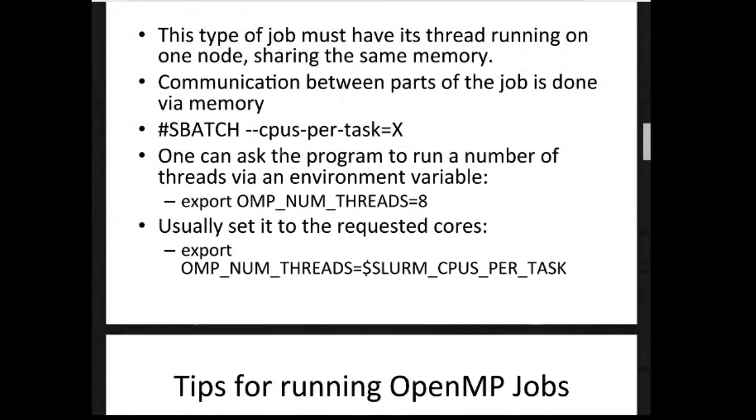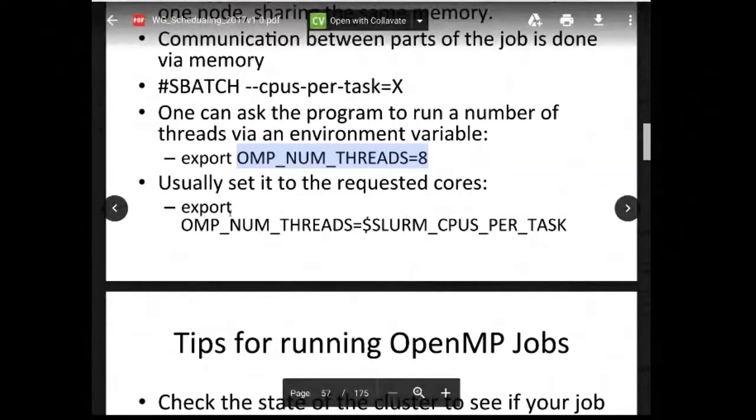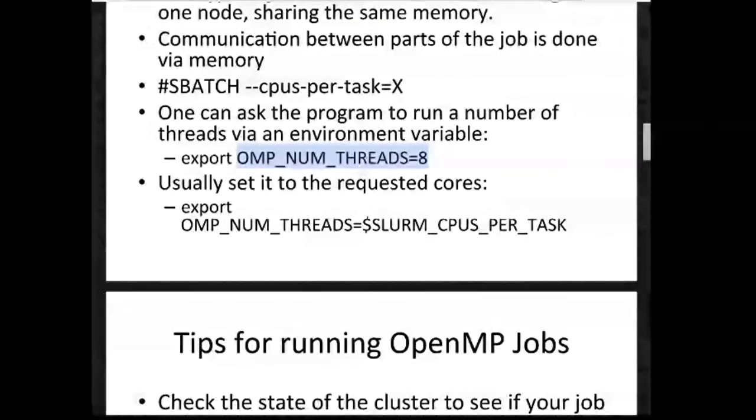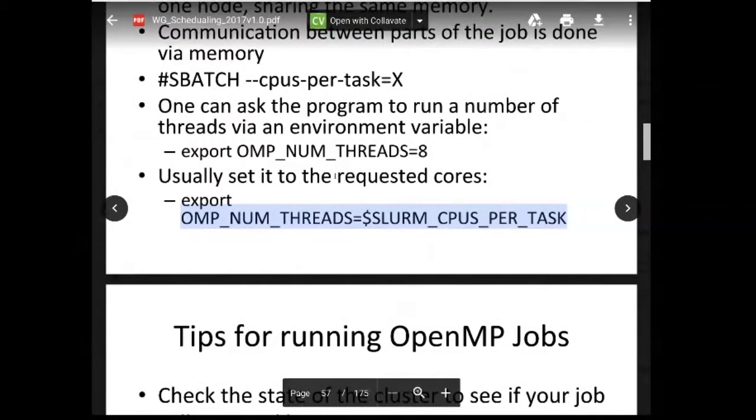So one could ask for a program to run a number of threads via environment variable. So you can export OMP_NUM_THREADS=8. But usually it's set to the number of requested cores. So you would do export OMP_NUM_THREADS= and then the environment variable SLURM_CPUS_PER_TASK. This will set your program to run the correct number of cores on the node.